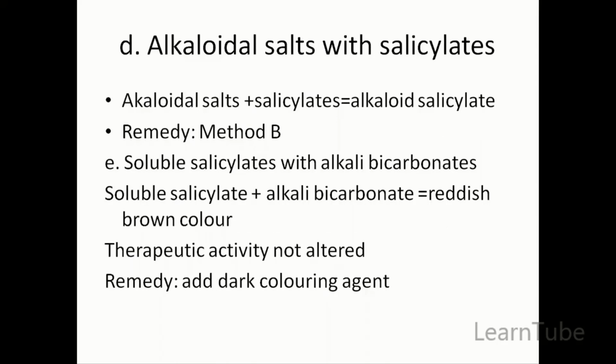Next is alkaloidal salts with salicylates. When alkaloidal salts are combined with salicylate, the alkaloids and salicylates combine together and form alkaloid salicylate. Okay, for example, strychnine chloride plus sodium salicylate will give me strychnine salicylate plus sodium chloride. Here you have to remember the examples of each of them. And here an indiffusible precipitate is formed, so you will go for method B.